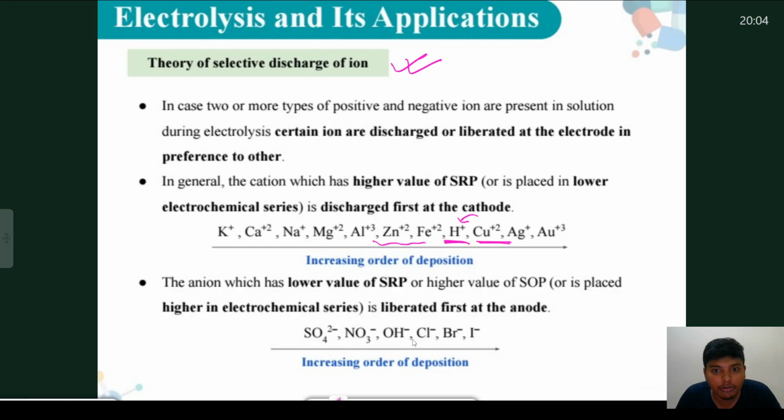See, SO4, NO3, OH, Cl minus, Br minus, I minus. If chlorine, bromine, iodine are there, then they will deposit. But if SO4 or NO3 is there, oxygen will deposit in aqueous solution. If you are not taking aqueous solution, then they will deposit, no issue. So note down this complete point, very important.